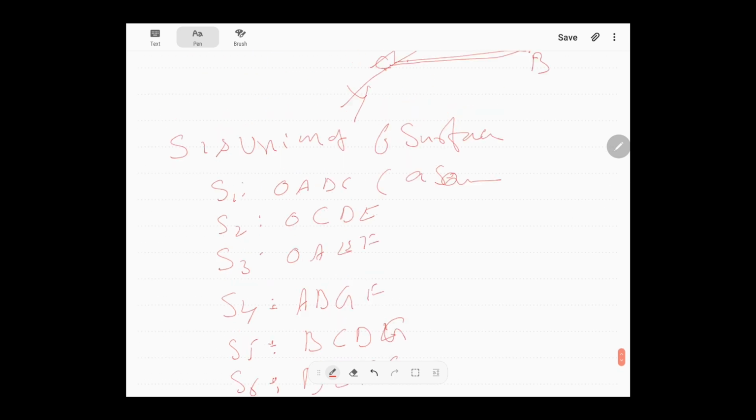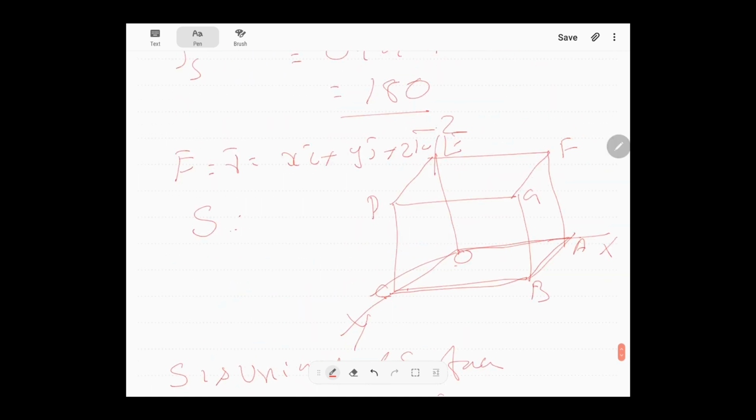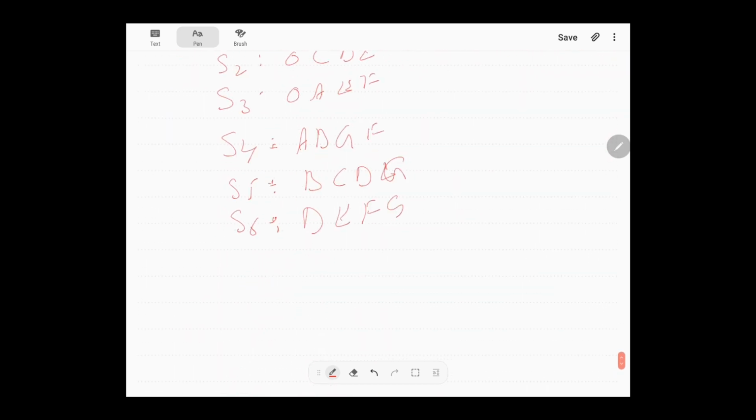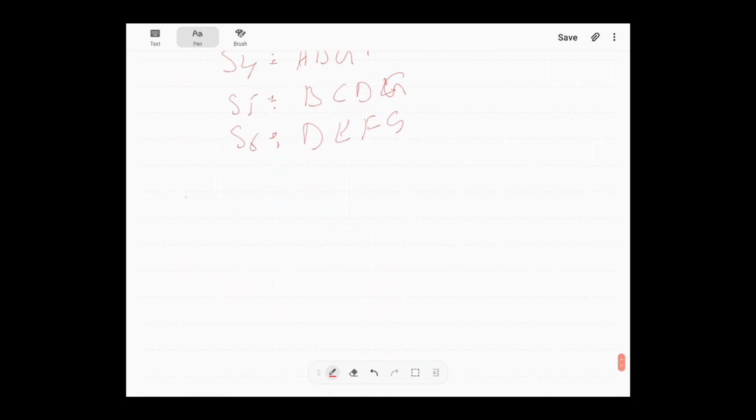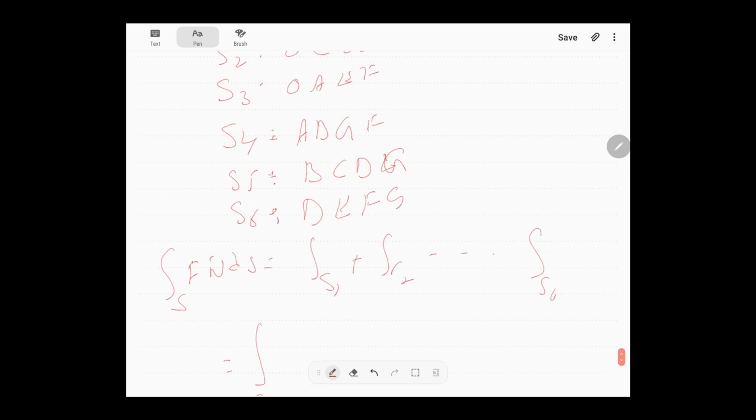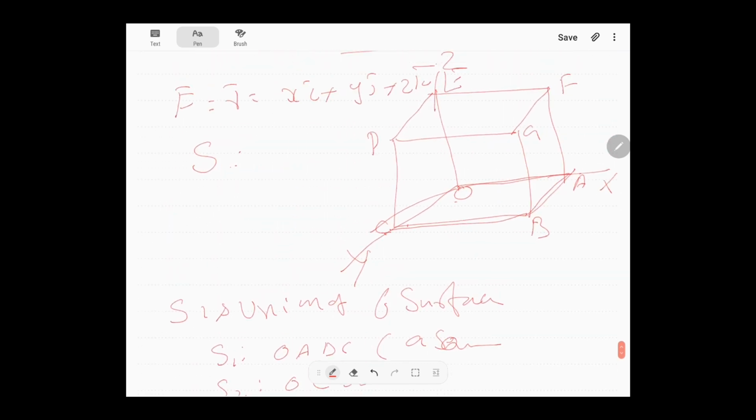Now find the f bar dot n bar for each one. So what is to be found out? Integral over S f bar dot n bar ds is integral over S1, integral over S2, etc., integral over S6. So instead of writing separately, here itself I am doing integral over S1. If S1 is this, what is the equation of S1?